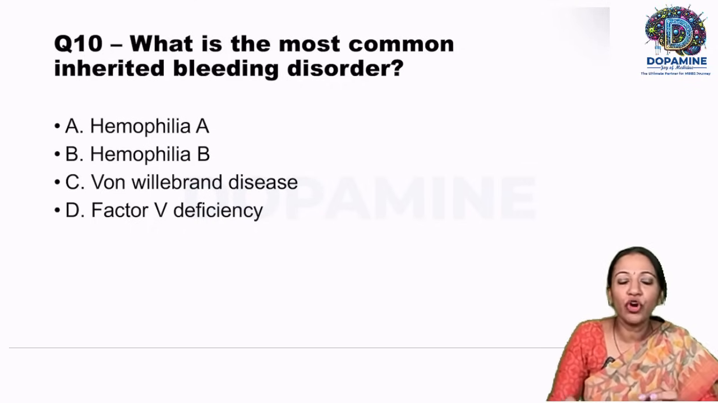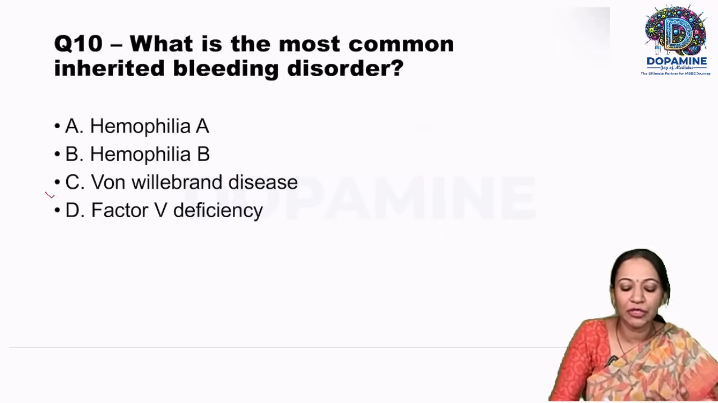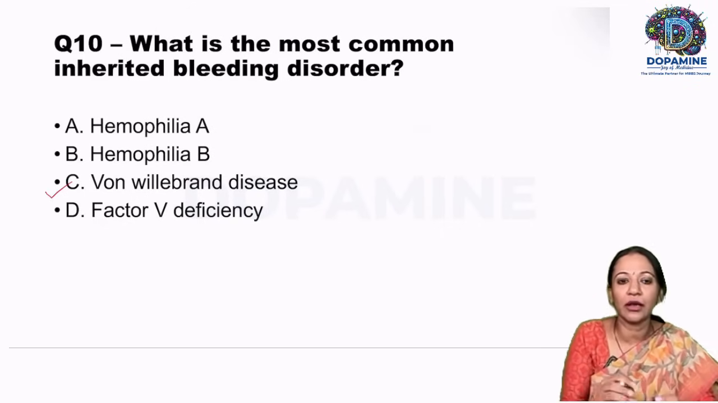What is the most common inherited bleeding disorder? Very simple, straightforward question. Without wasting time, von Willebrand's disease is the most common inherited bleeding disorder.